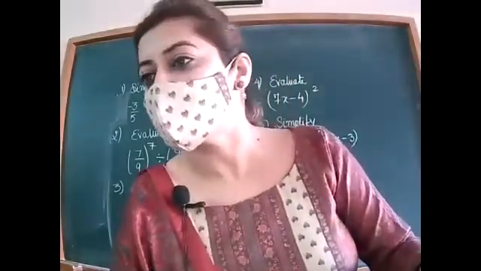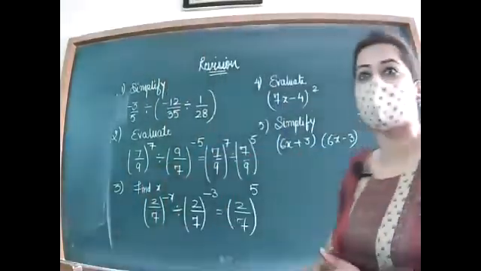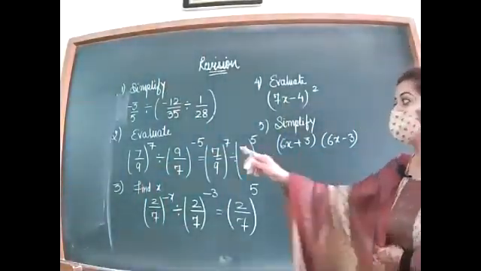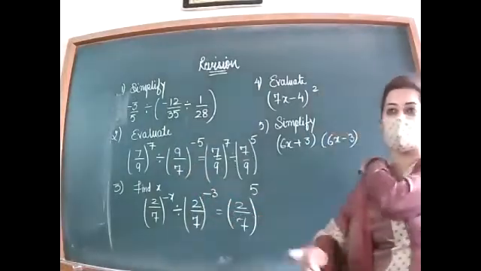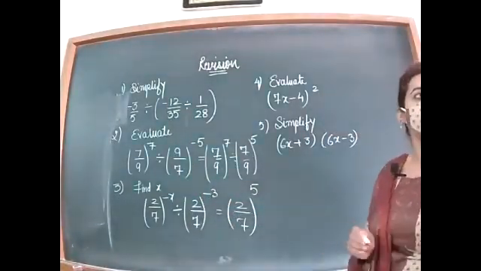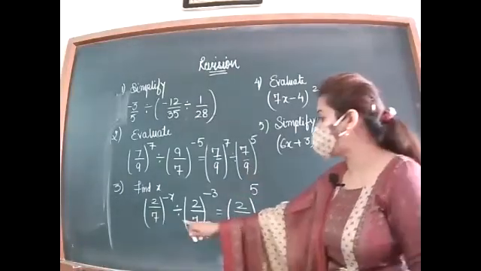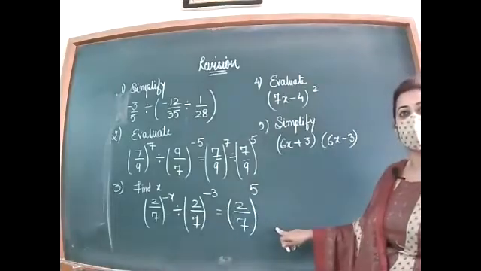The question is of simplification, so you can solve the power. Answer is 49 by 81. Simplification means you have to write the complete answer. You can't leave it in the power form. So solve this. Next question, again the bases are the same in all the three terms.